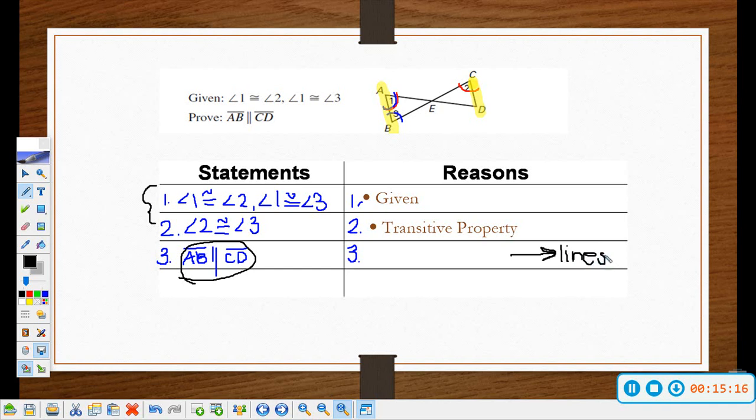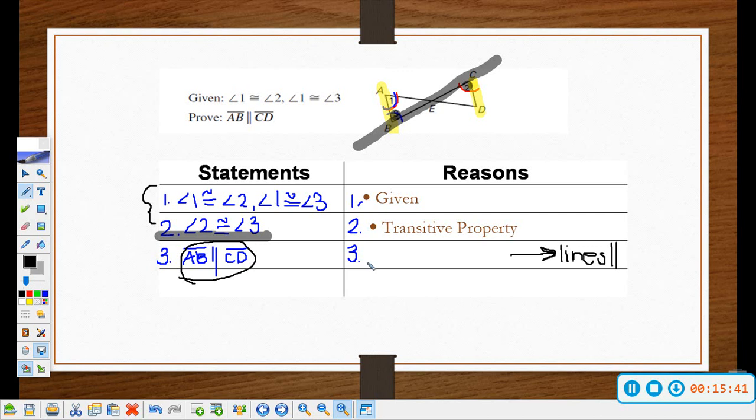Forgive me trying to write with this. I know it's messy. Okay, so my conclusion is that lines are parallel. Well, how did I get that? If you look at the relationships between angle 2 and angle 3, so this is my last step, 2 and 3, notice here is a transversal. So 2 and 3 are alternate interior angles.